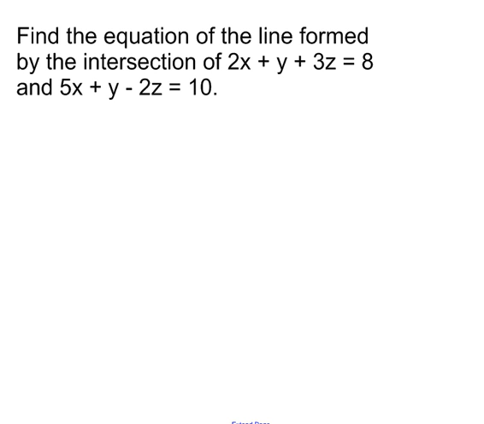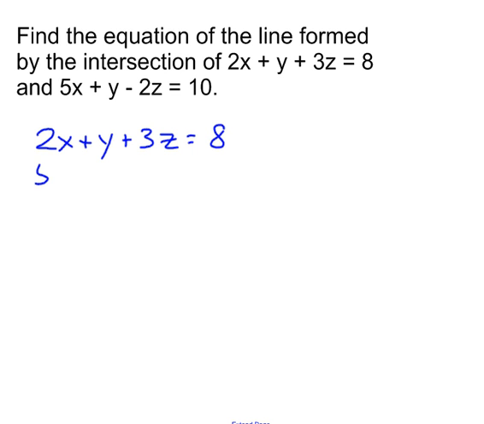All right, for this last problem, what we're going to be doing is finding the line formed by the intersection of these two planes, 2x plus y plus 3z equals 8, and 5x plus y minus 2z equals 10. Now this is akin to finding the intersection point when we're given two lines. So the process is going to be quite similar. We would use the process of elimination if we had two lines and wanted to find a point. So here we're also going to use elimination to find the equation of a line.